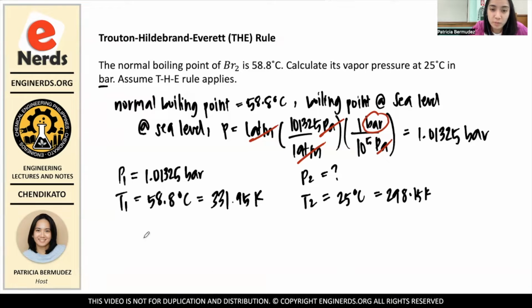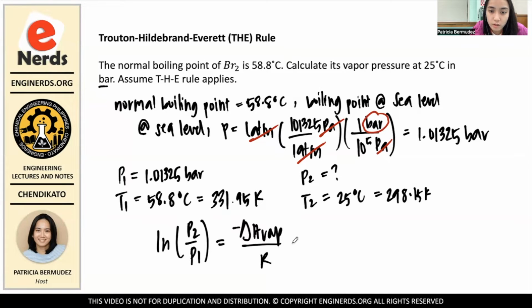And we know that the Clausius-Clapeyron equation is given by this equation, which is ln P2 over P1 is equivalent to the negative delta H vap over R, and that is multiplied to 1 over T2 minus 1 over T1 here. So, meron tayong value ng P1, T1 and T2. Pero wala tayong P2 at wala pa rin tayong delta H vap. So, paano natin makukuha yon kung insufficient yung given na value sa atin?